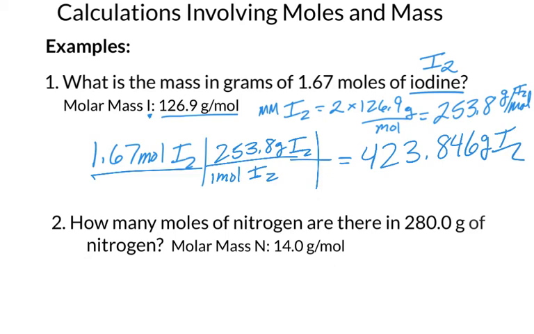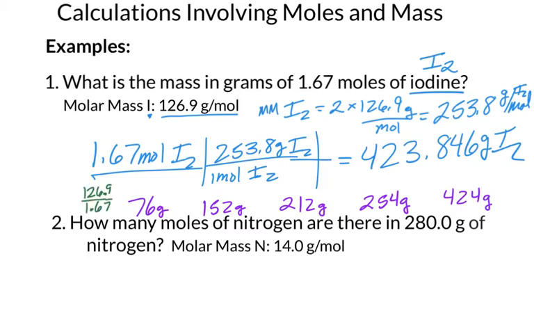So on a multiple choice test, what you might see for the answers for this question are 76 grams, 152 grams, 212 grams, 254 grams, and 424 grams. The first one is if you forgot to change it into I2 and then you did it upside down. The second one, again, is if you did it just upside down, but you did remember to change it to iodine, I2. The third one is if you did it correctly mathematically, but forgot to change it to iodine, I2. And the next one is actually just the molar mass of iodine. And the final one is the correct answer.